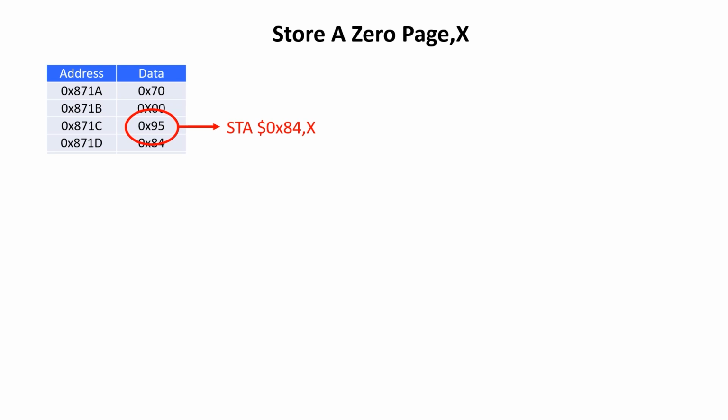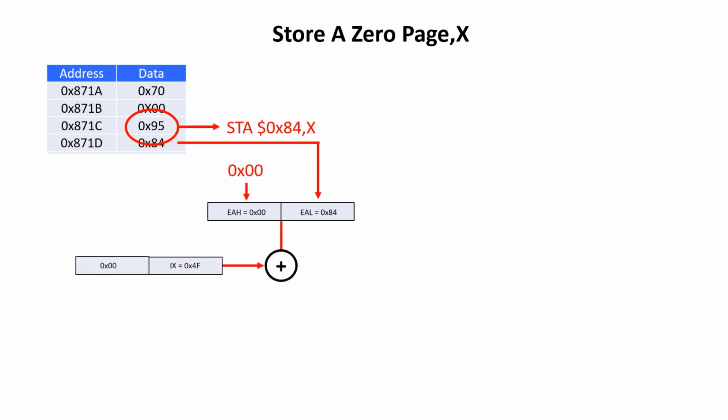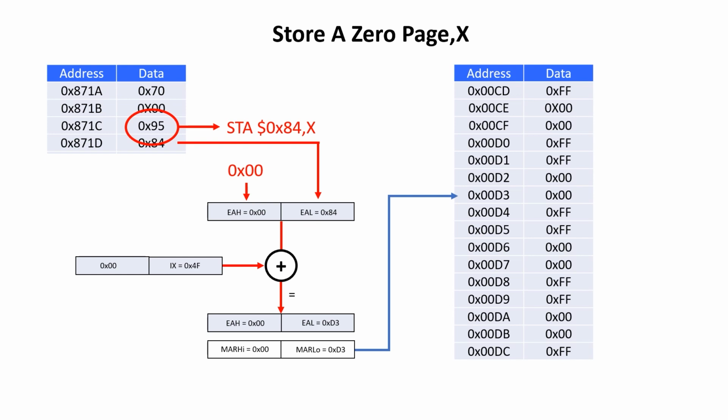Here we see the instruction STA 84,X at 871C. The first thing we want to do is move the hexadecimal value of 84 at 871D into the EAL register. Because this is a 0 page address, we move 0 into the EAH register. We add this to the 4F in the index X register, and we store the result, DE, in the EAL register. These values are reflected in the memory address registers, and we use these to point to the memory location 00DE. Then we take the 0 in our accumulator and store it at this location.